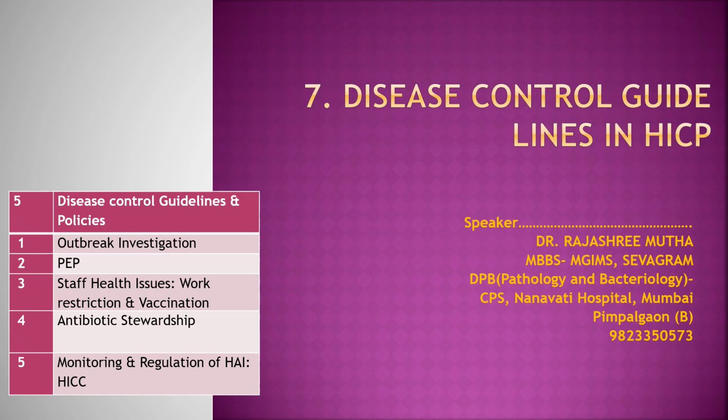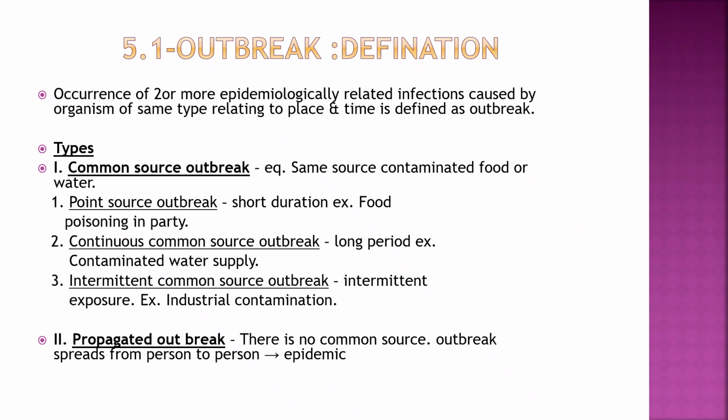Let's study disease control guidelines in HICP. Now we will see the outbreak definition. It is the occurrence of two or more epidemiologically related infections caused by an organism of the same type, relating to place and time, and is defined as an outbreak.